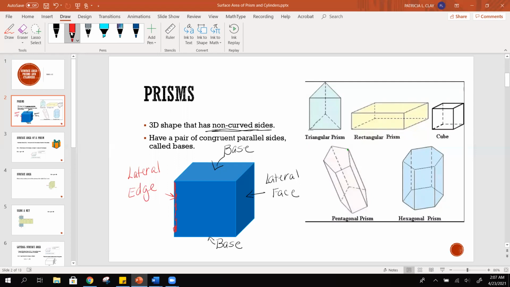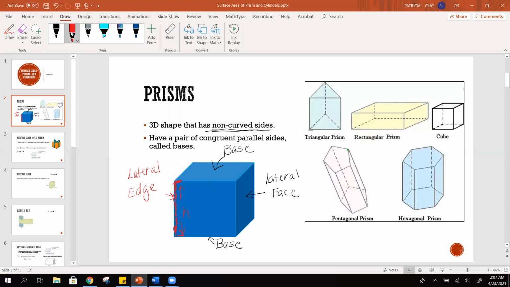And one of the last things to mention when we talk about prisms is altitude. We've heard this word before. We used it quite a bit. And it actually just means our height. It's the segment that joins the planes together. So that's the segment that joins our base with our other base. And so it's also called the height. So I'll put that right there. You know, this is your height.